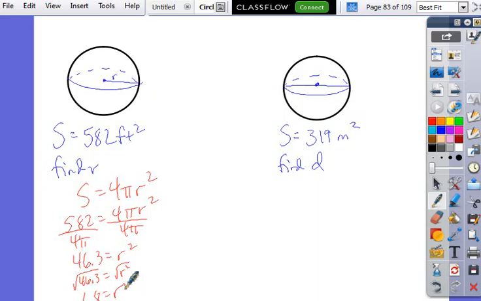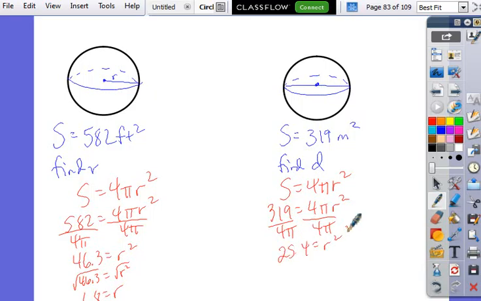All right, so on this one, I'm going to say 4 pi r squared is my formula. 319 is the S. Divide by 4 pi. So what is that part? 25.4. So 25.4 equals r squared. Square root that. Should be right at 5. 5 times 2, you've got 10. Oh, but that's right, it's the radius, I forgot. Diameter is 5 times 2, so my actual answer would be the 10 there.